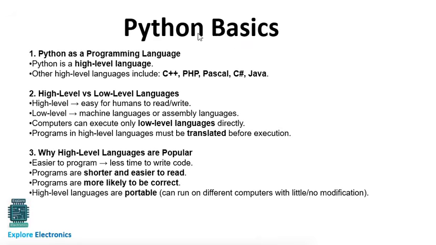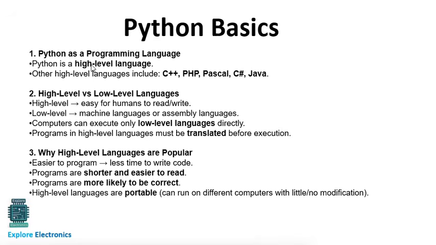Let us start with the Python basics, which is the first topic of this video. Python as a programming language. As all of you know, Python is a programming language like C, C++, Java, Pascal and others. Python is a high level language. Why do we call it a high level language? Let us understand. High level means it is easy for humans to read or write the code. The syntax of the program is very easy to write and read. Got it? That's why it is high level.